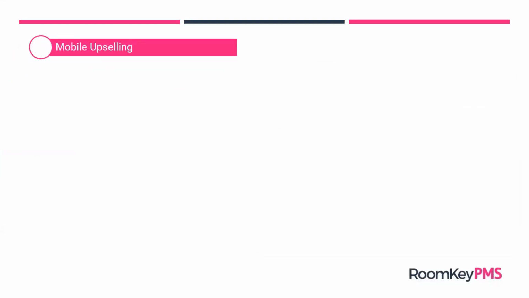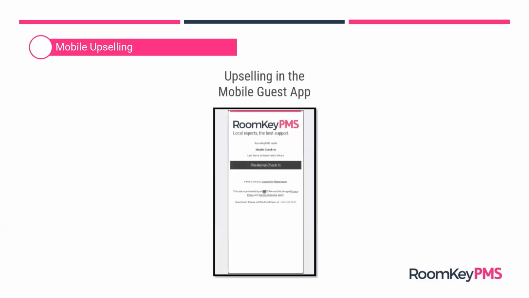So now let's switch gears a little bit and take a look at the automated features that we have in our mobile upselling tool. Before we look at the configuration and elements inside RoomKey, I want to show you what it looks like from the guest perspective. Because if you'll recall, I did mention that it's actually the guest who is choosing and reviewing upgrade options. There are no required steps at the front desk in order to do these mobile upsells through the mobile guest app.